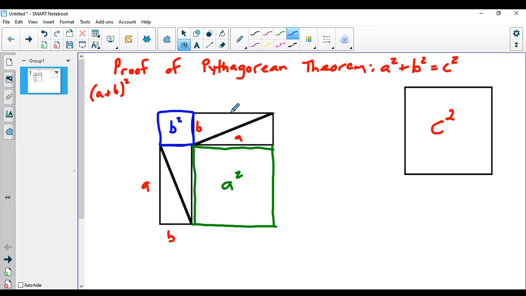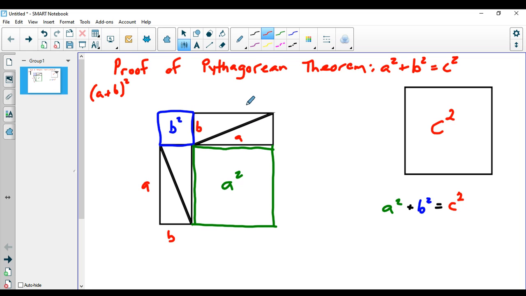And so this tells us that A squared plus B squared equals C squared. This tells us the Pythagorean theorem, but why? So I think this is kind of fun here. Why does this tell us that A squared plus B squared equals C squared?